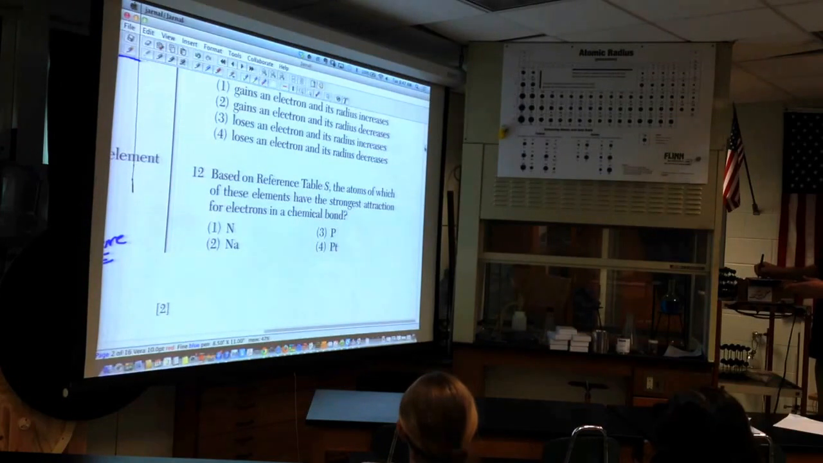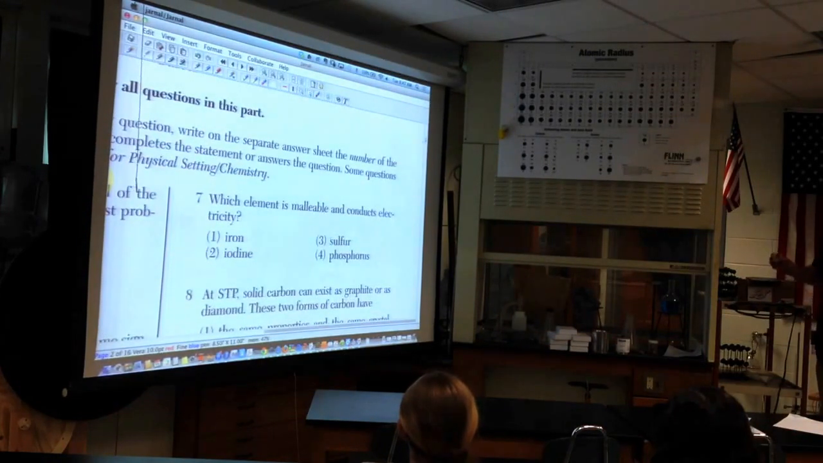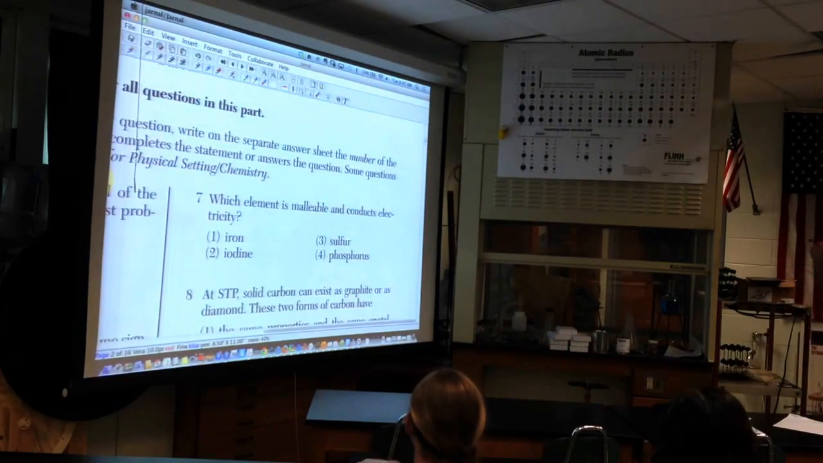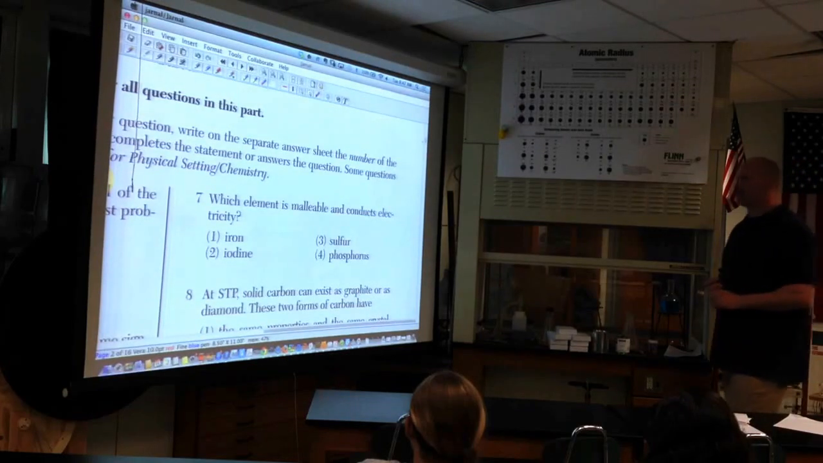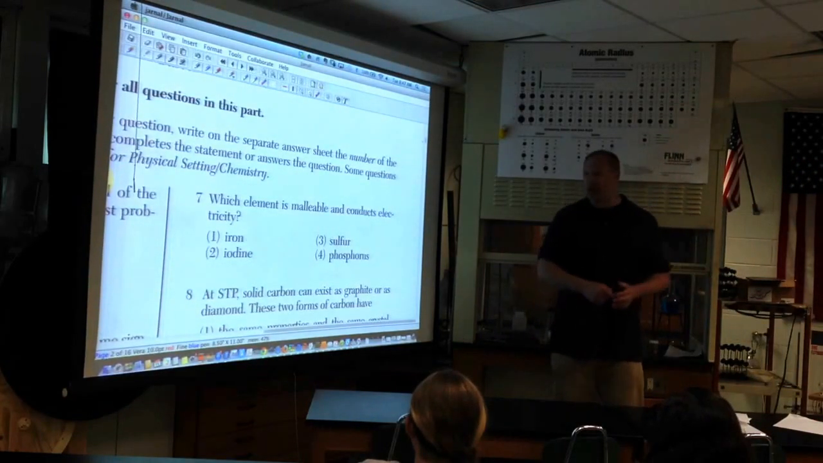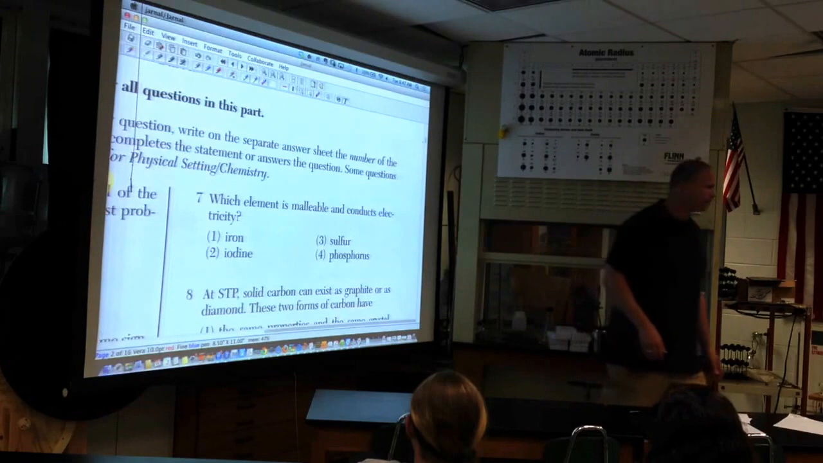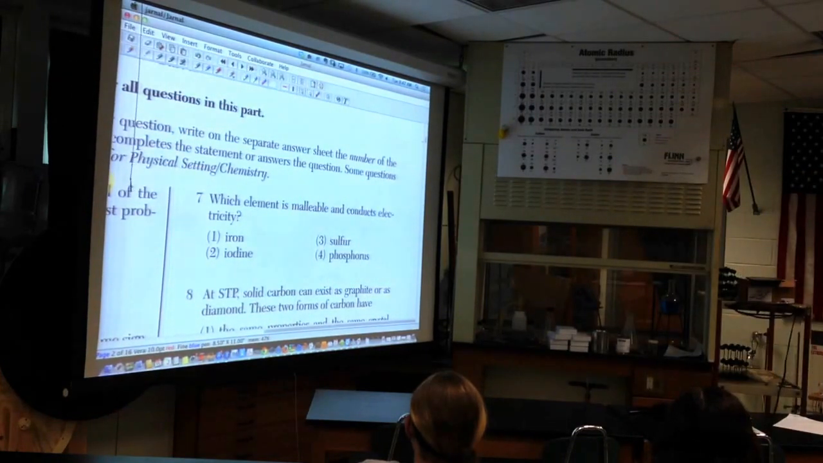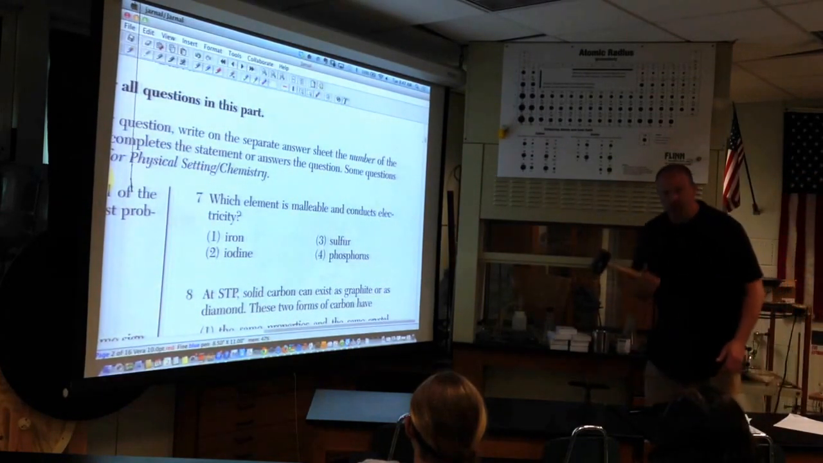Number 7. You can separate something based on chromatography, too. Chromatography, another physical separation. Okay, number 7. Which element is malleable and conducts electricity? We're still in the periodic table stuff. Now, malleable means you can heat it, and you can shape it into any shape.